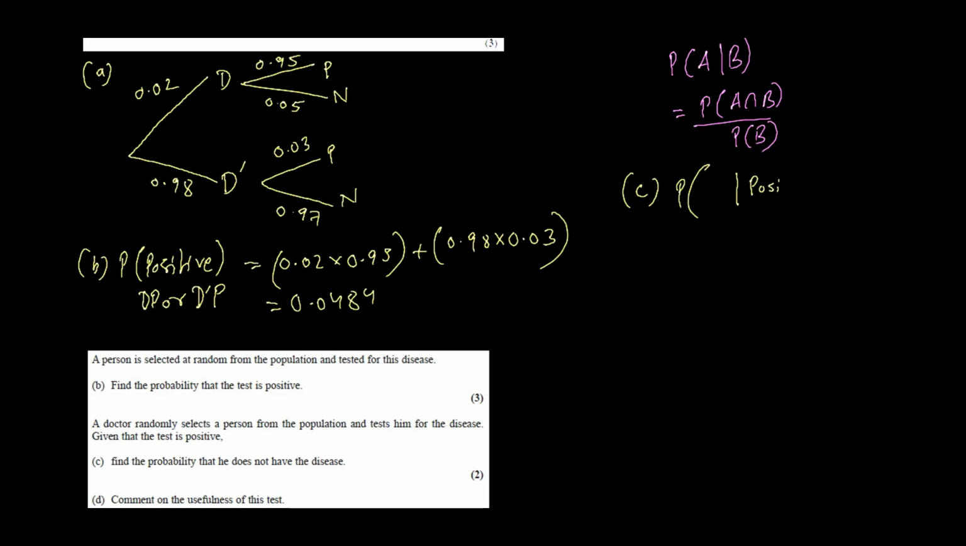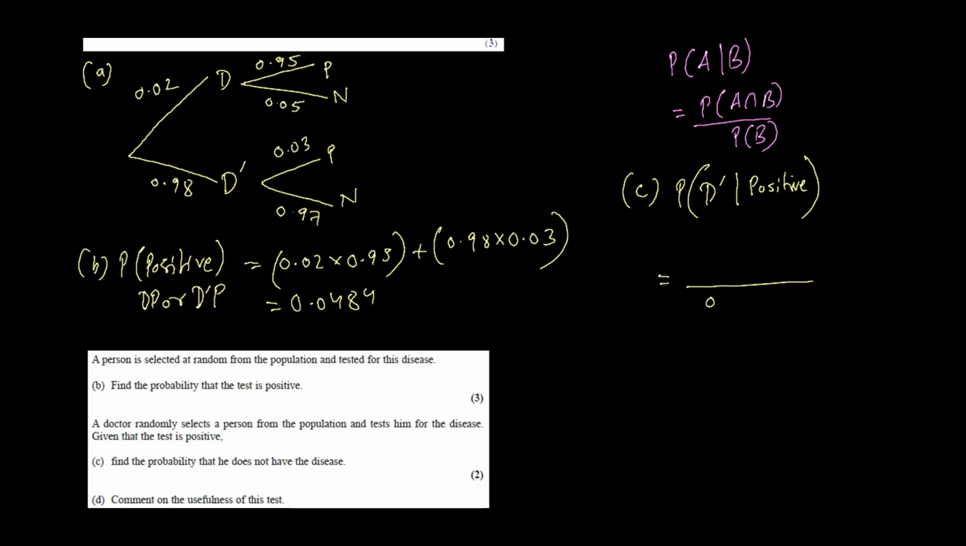A doctor randomly selects a person from the population and tests for the disease. Given that the test is positive, in question C it is given that the person has a positive test result, so positive. So this is given. Now we have to find the probability that he does not have the disease in reality. So does not have the disease means D prime.